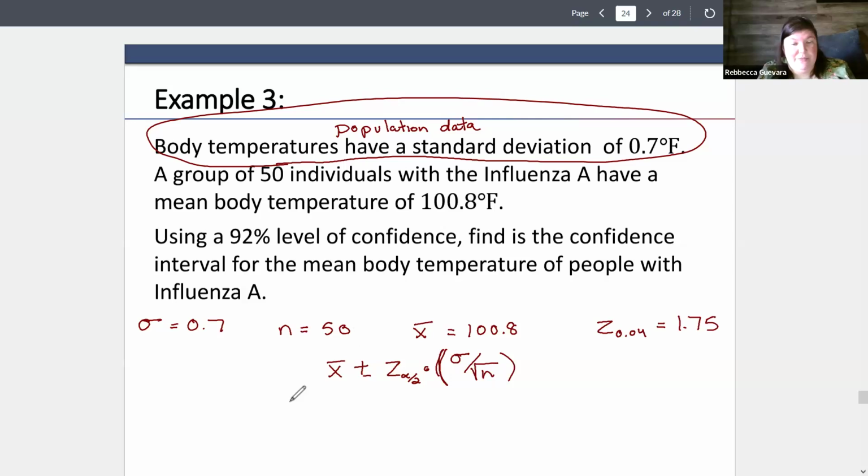So to fill this in, we got 101 degrees plus or minus my critical value, which is 1.75. We have a standard deviation of 0.7, and we're dividing by the square root of the sample size, which happens to be 50. So we'll find my margin of error first here. Like I said, sometimes we write a confidence interval with just the point estimate and margin of error, and then sometimes we write it as a whole interval. So we'll go between both of them so we can see them.